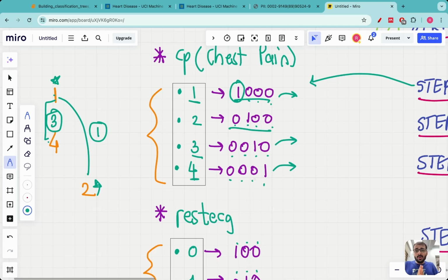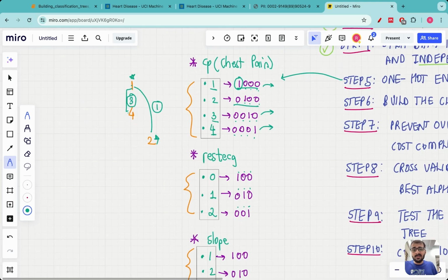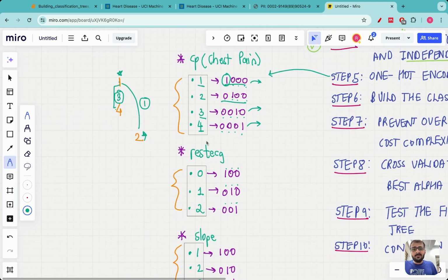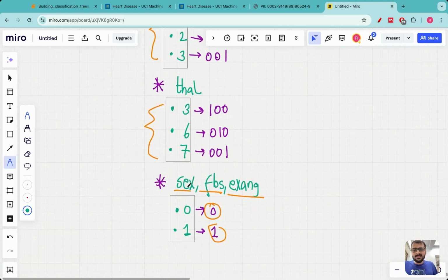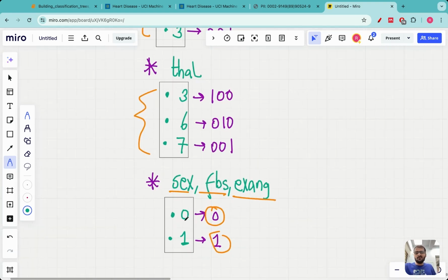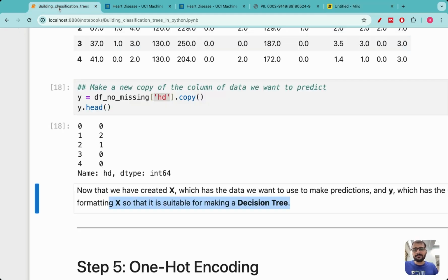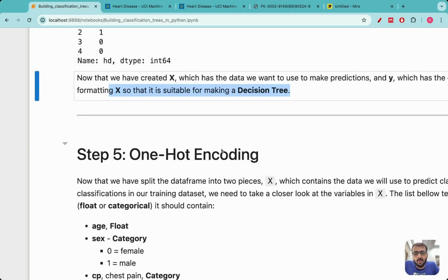So we are going to do one hot encoding for these variables: for CP, for REST ECG, for slope, and for thal. We'll not be doing it for sex, FBS, and exang because anyway they have value 0 or 1. So you can think of it like they're already one hot encoded. Now let's move to the coding section.